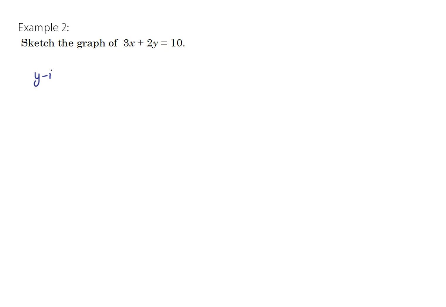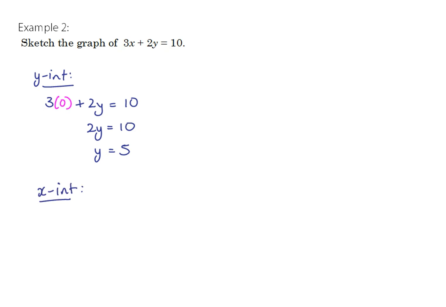So our y-intercept we find by letting x equal 0. So we're going to have 3 times 0 plus 2y equals 10. Obviously 3 times 0 is 0, so we're just left with the simple equation 2y equals 10, so y equals 5. And for my x-intercept, we're going to let y equal 0, so 3x plus 2 times 0 is equal to 10. 2 times 0 is 0, so we just have 3x equals 10, so x equals 10 on 3.